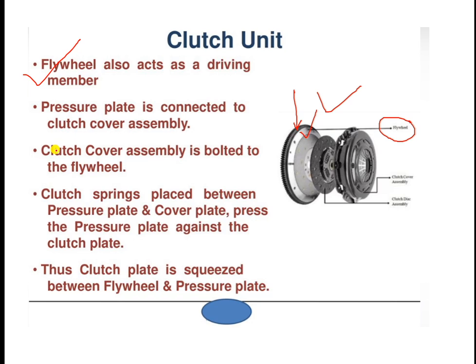The pressure plate is connected to the clutch cover. There are certain springs available. Then this is the clutch cover assembly, and here this is the diaphragm spring, and through this another linkage is available, through which this clutch assembly can work. The clutch disc assembly, pressure plate and friction plate, all these things are mounted here.